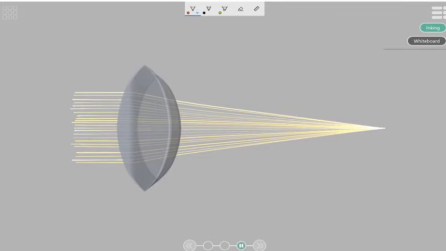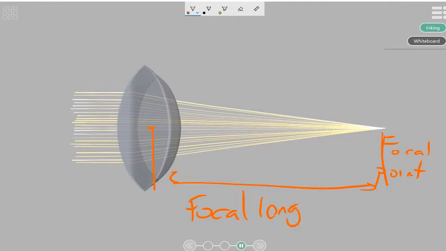So we'll again erase all. So in both cases, the distance from the lens to the focal point is still called the focal length, okay? So if we have it here, and that's the focal point, then the distance will be known as the focal length.